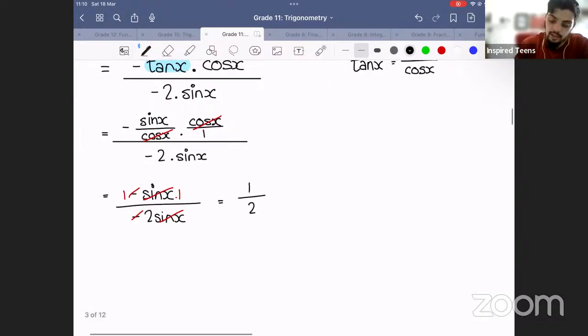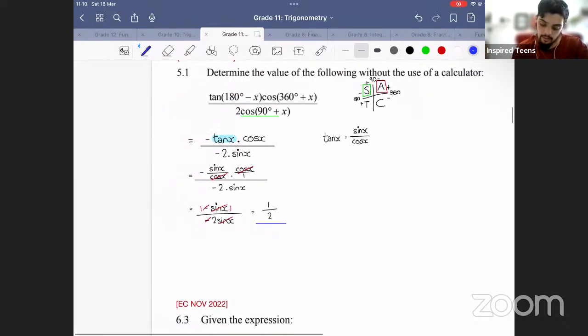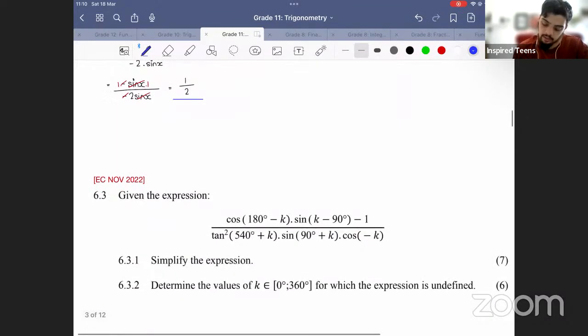For those of you who didn't get the tangent part, either you haven't done it in class yet or you're not 100% with it, but don't stress if you didn't get it. Then quickly, this one should be okay.